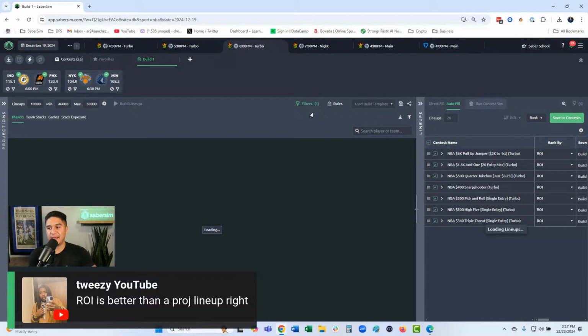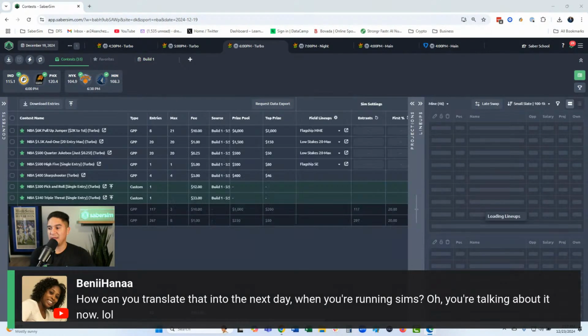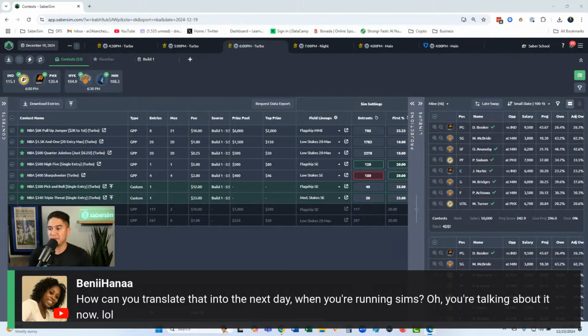I'm basically looking at, hey, did I make a mistake somewhere? Right. And then when I figure out where I made a mistake, how can I adjust for it? Question. How can you translate that into the next day when you're running sims or talking about it now? So this is more process stuff, right?